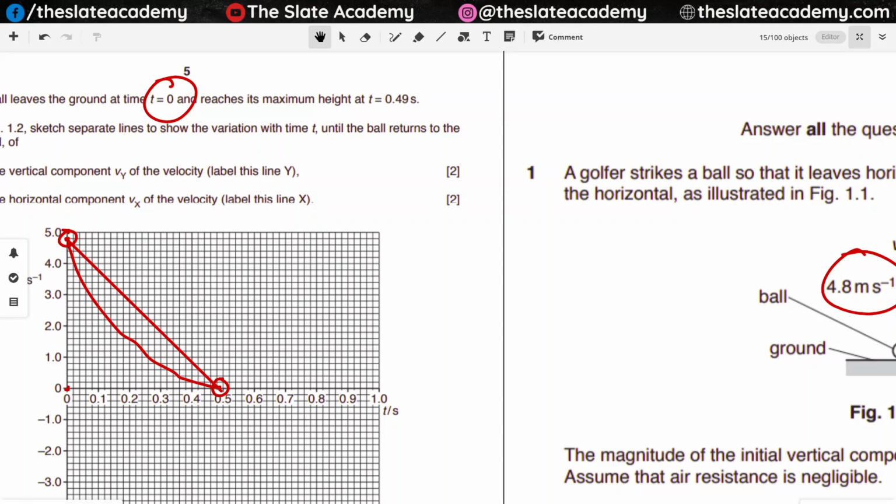Yes, it will be a straight line. Very good. Okay. So at 0 it starts, and at 0.49 seconds the vertical velocity becomes 0. Look, it took the ball 0.49 seconds to lose 4.8 meters per second, right?